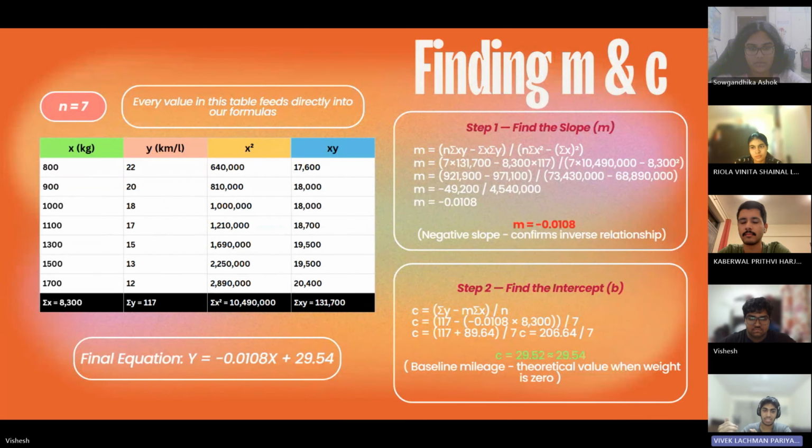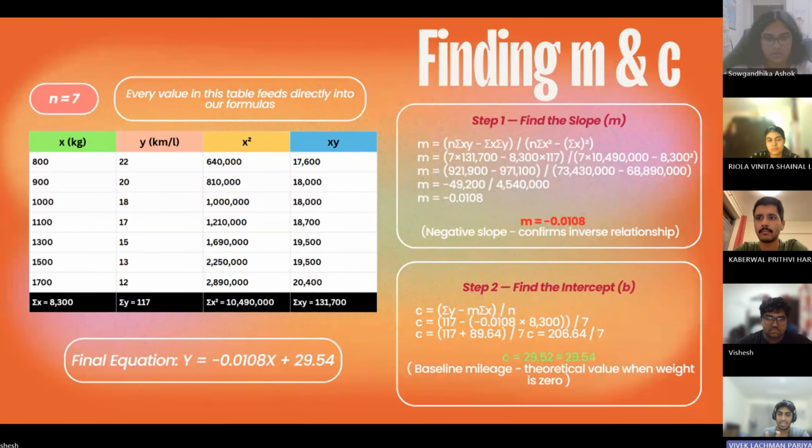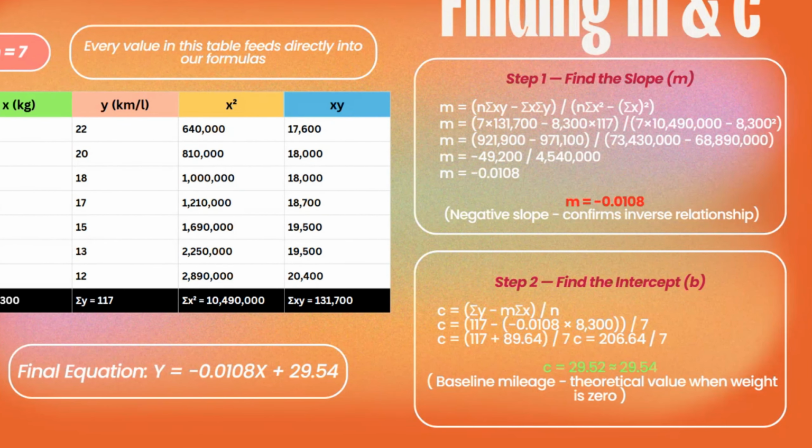Our sum of x we got is 8,300 and our sum of y is 117. In step 1, we find the slope m, which is negative 0.0108, which is correct. It proves that as the weight goes up, the mileage goes down. In step 3, we find the intercept c, which is 29.54. So our final equation will be y = -0.0108x + 29.54. We use the same formula as Prithvi, but get the opposite result.